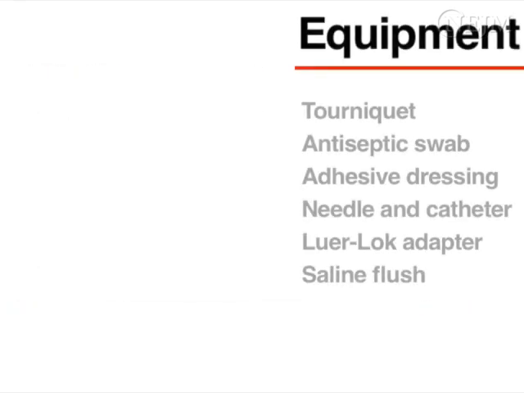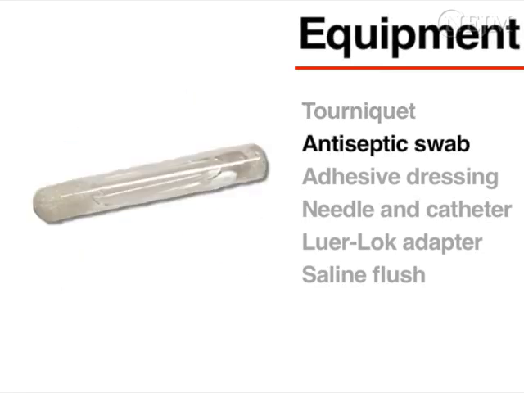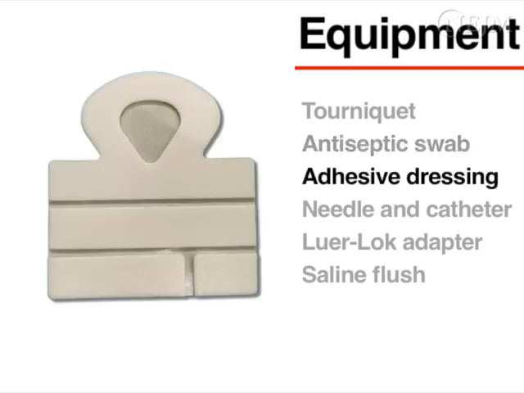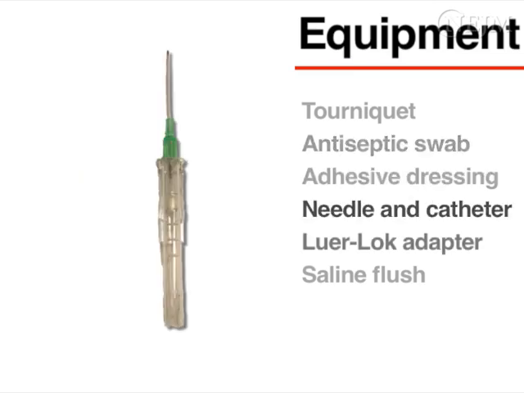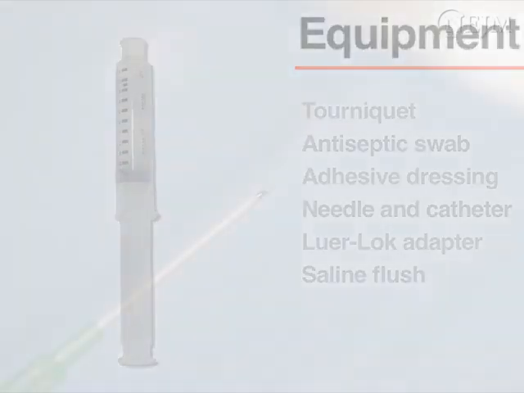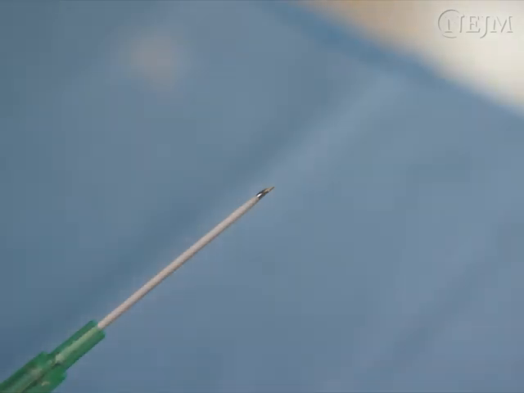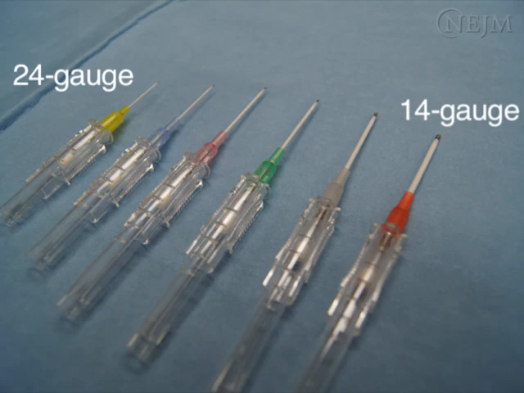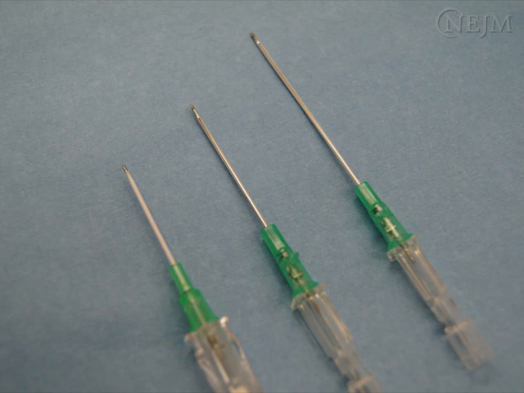Before starting the procedure, collect the necessary supplies. You will need a tourniquet, an antiseptic swab, an adhesive dressing, a needle and catheter, a luer lock adapter, and a saline flush. The most common IV catheter consists of an inner needle and an outer catheter. Common sizes range from 24 gauge for newborns to 14 gauge for adult trauma patients. Most IV catheters are about an inch long, but longer catheters are available for cannulation of deeper peripheral veins.